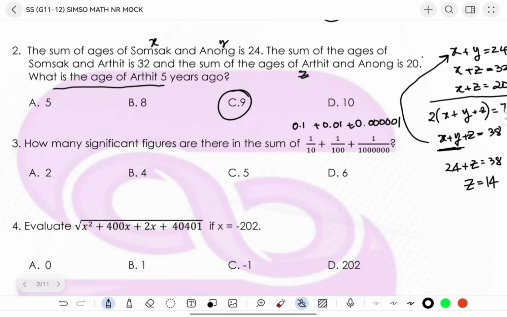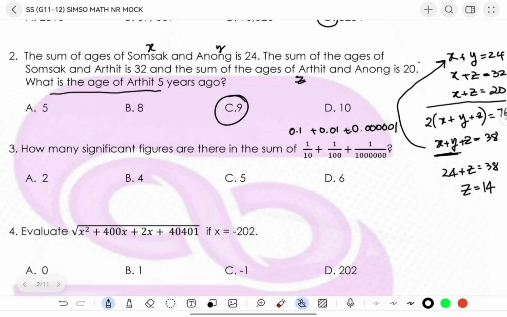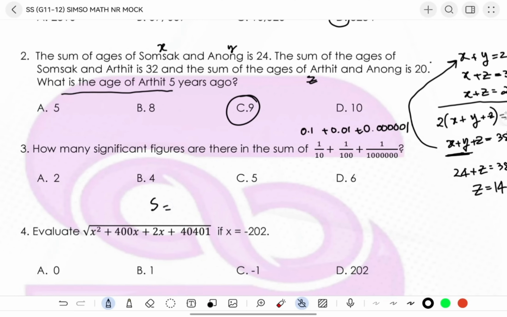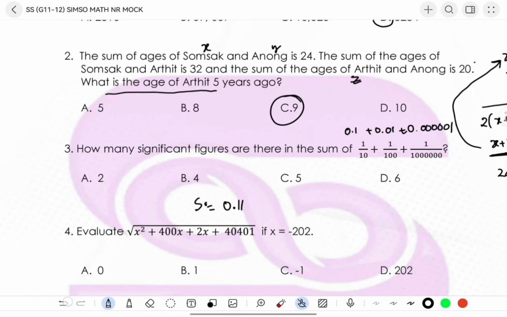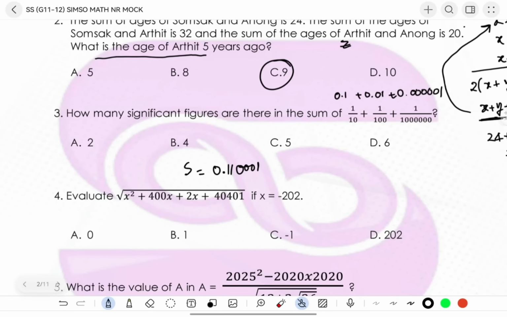So that would be the sum. I will write it somewhere here. That is going to be 0.110001. How many zeros after that? It would be 3 zeros, 1, 2, 3, then 1. Right, guys. So how many significant figures are in this? Do we count 0? Of course we count 0, but not this leading 0. We got 6 significant figures.